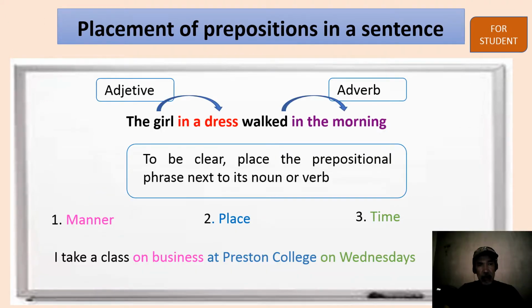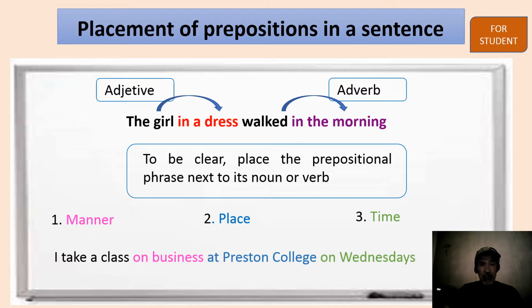Okay everyone, we talk about placement of prepositions in a sentence. What happens when we use adjectives and adverbs? We see the example. The girl in a dress walking in the morning. In this example, we can see in red how it describes the noun, and in purple how it describes the verb. To be clear, place the prepositional phrase next to its noun or verb.